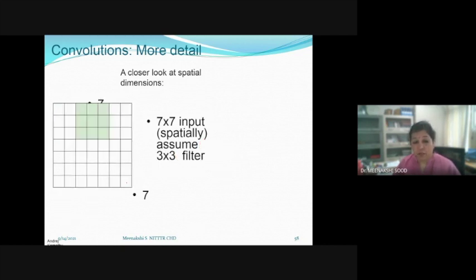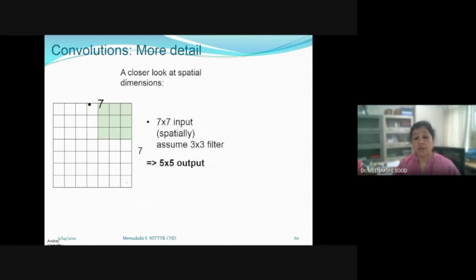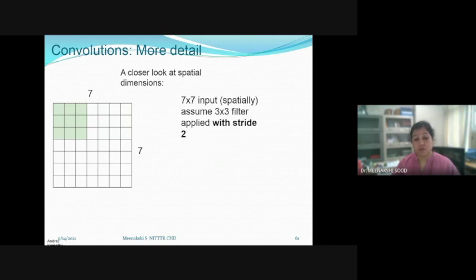So I can move it one row, one column at a time, or I can move it two columns also. So this is now two stride if you see. So the next stride is after two columns. So the size of the output will depend upon the size of the kernel and how we are moving with the stride. So same image, same kernel, but with one stride the output will be 5 cross 5, whereas with stride 2 we will have the output as 3 cross 3.